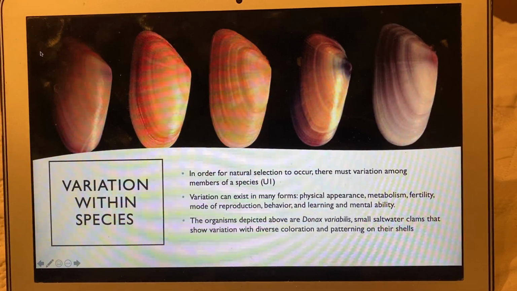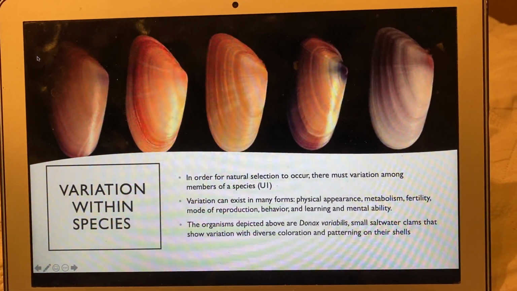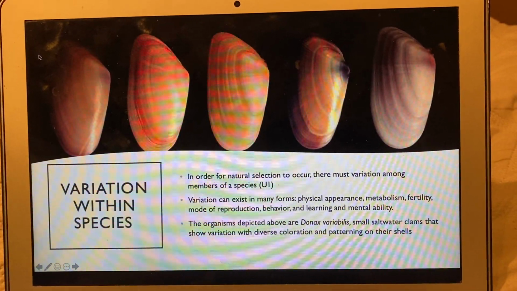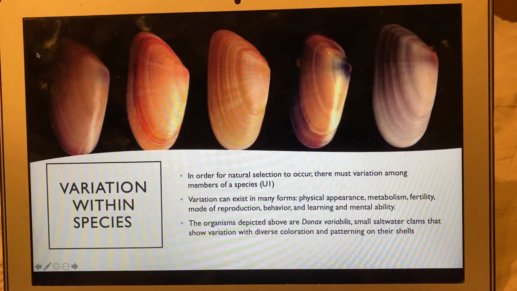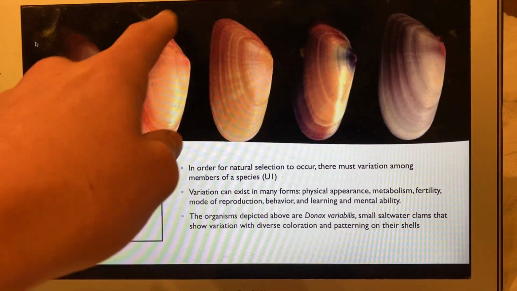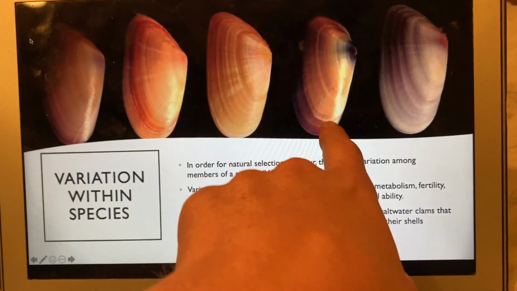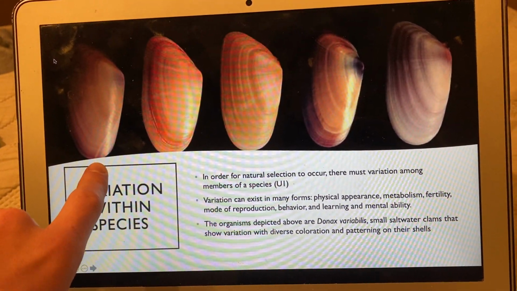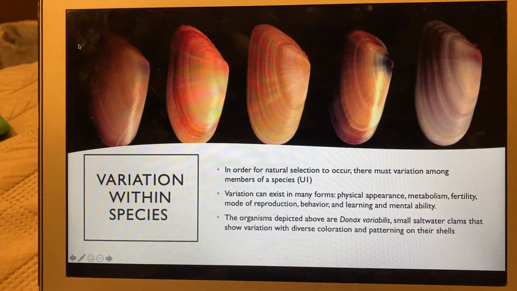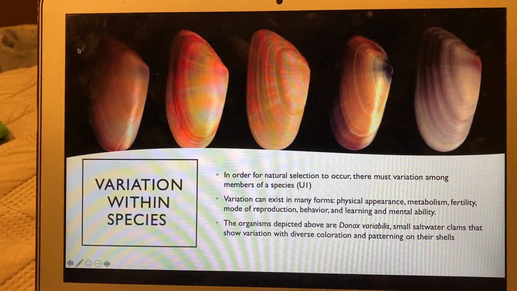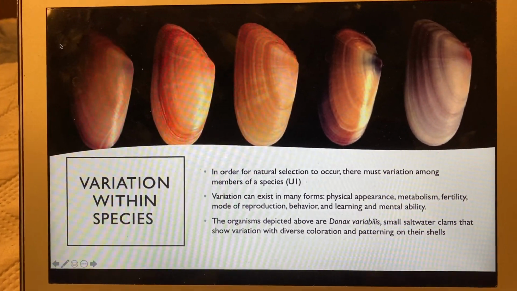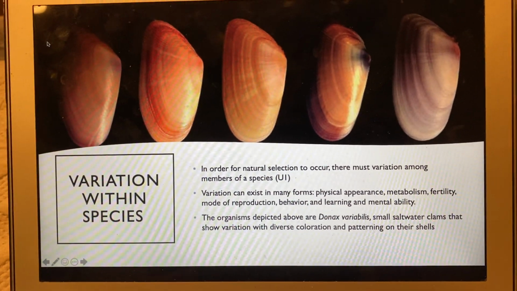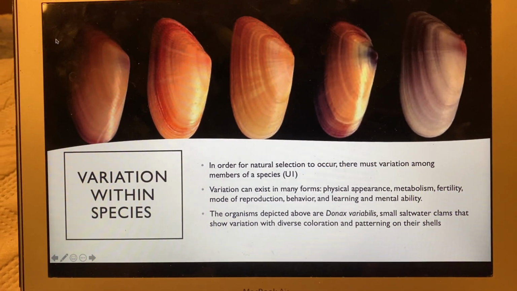So in this example here, we have the Donax variabilis, which is small seawater clams that show variation with diverse color, as you can see, and patterning in their shells. So all of these are the same organism and of the same species, but they all look different or appear different in their color and pattern. This is a very easy example of variation.